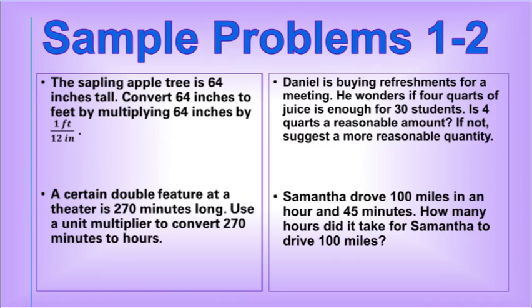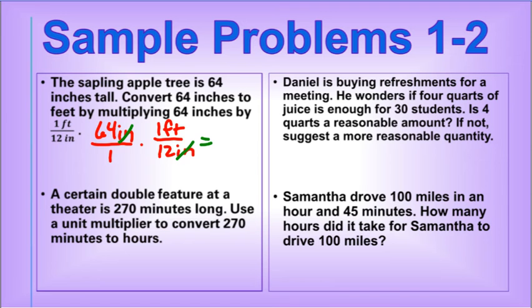So let's take a look at an example. The sapling apple tree is 64 inches tall. Convert 64 inches to feet by multiplying 64 inches by 1 foot over 12 inches. So I have 64 inches. This is really 64 inches over 1. I need to convert that to feet. So I have 1 foot on top, 12 inches on the bottom. And it's important that you write it that way. So now our inches divide each other out, and I'm left with just feet, which I want my answer in.